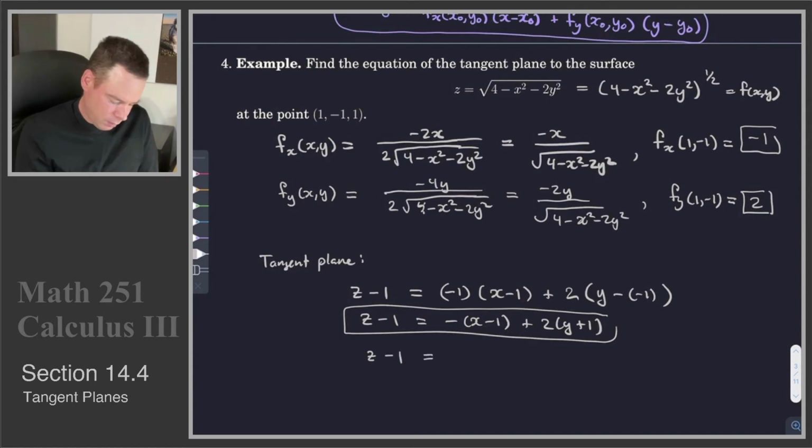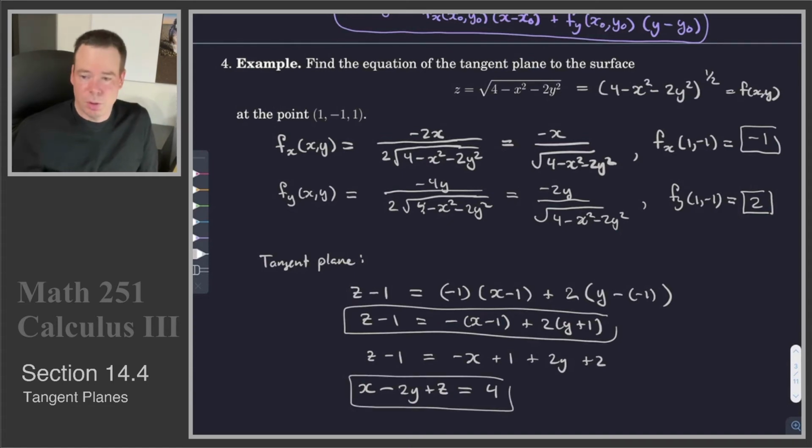We can write it as z minus 1, negative x plus 1 plus 2y plus 2. Bring all of the variables to one side. x minus 2y plus z is equal to, push everything to the other side, 4. So there's an alternate way we could have expressed the tangent plane.